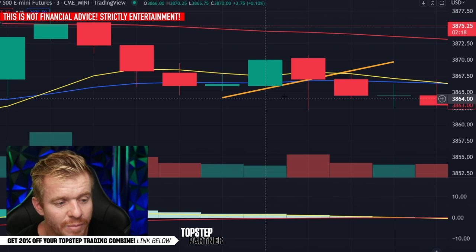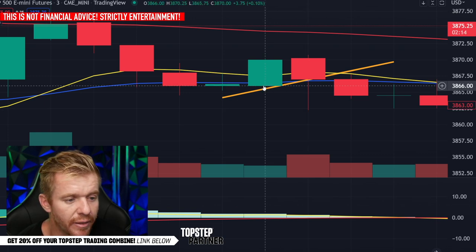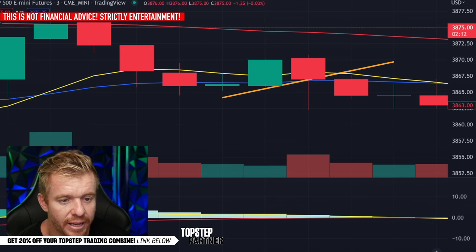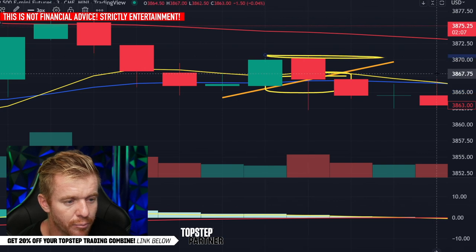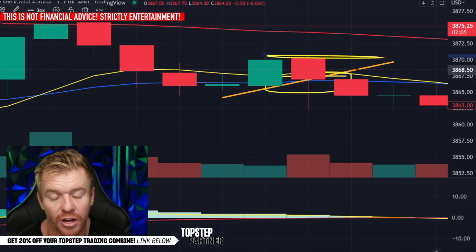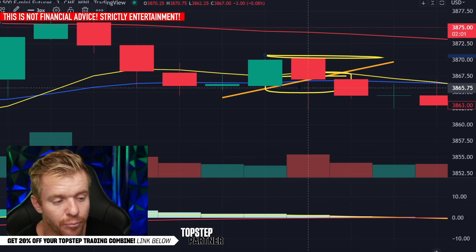If we look here at the 3 minute chart, we would have gotten that break below the low of this candle right here. And then our stop really would have been the high of these candles. So we would have been entering here with our stop right there, the high of that candle, whereas on the 1 minute chart, it was a lot more choppy and you had a lot more indecision at that break to the downside.